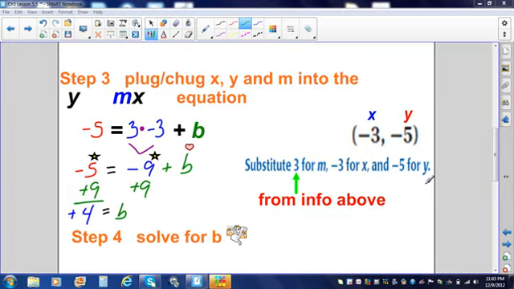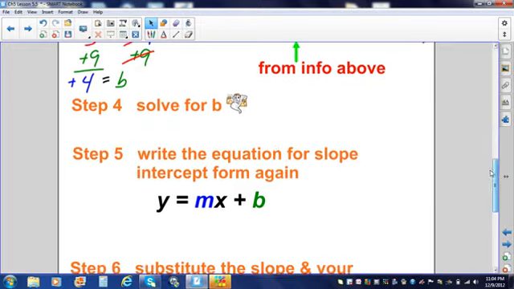Step number 4. Now solve. 3 times -3 gives me -9. Now I have -5 equals -9 plus b. I will bring the -9 over to the left side of my equation by doing the inverse or opposite. These two will cancel. Goodbye. Now I have b equals 4, or +4.